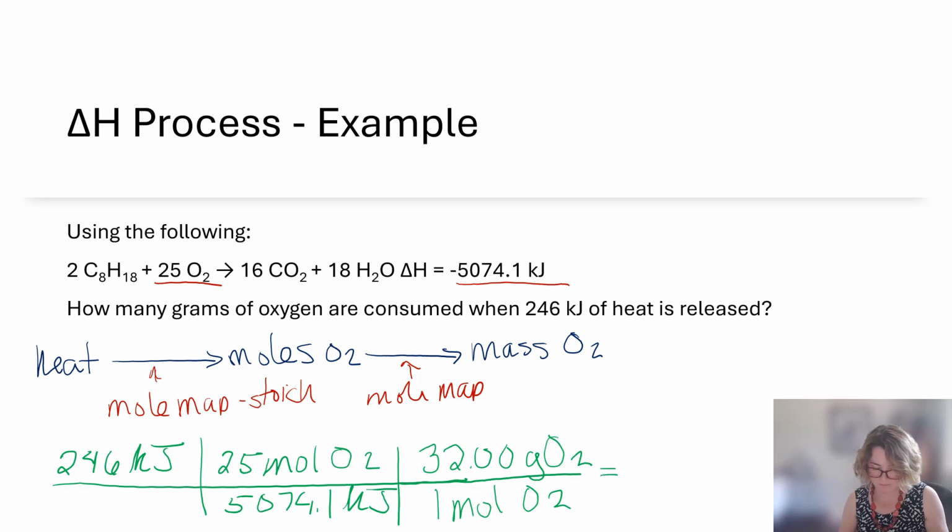And so now it's a matter of plugging my numbers into the calculator, and I get 38.8 grams of oxygen. And again, I can only keep 3 significant figures because my energy, 246 kilojoules, is only 3 significant figures.